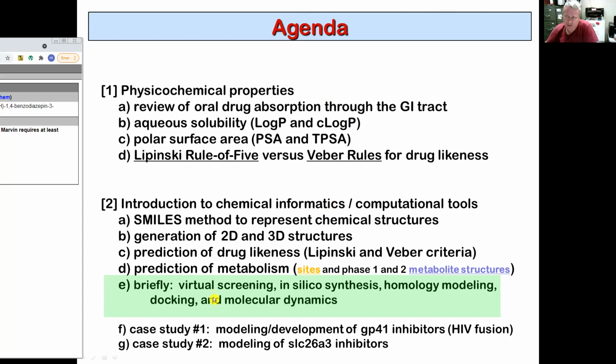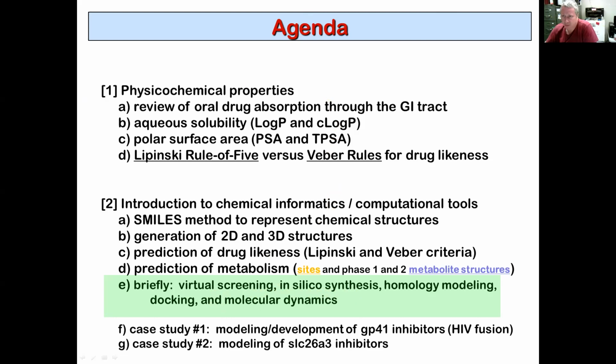But let's start with a little bit on virtual screening and computational modeling in general, and we'll talk a little bit about this in silico synthesis also. All right, here we go. Okay, so computational methods in drug discovery. I mean, we've been doing a little bit of this already, even just talking about SMILES as a chemical structure format and using tools to figure out drug likeness and biological properties. And what are some other computational methods, I guess, in drug discovery?